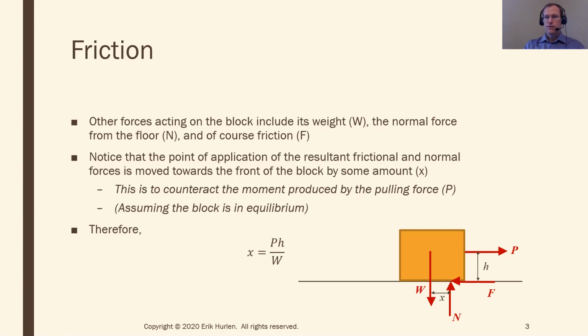That happens if I'm pulling with some force P, assuming I have a lot of friction. This force N is going to move to the right, and the harder I pull, the more force P I put on it, the farther this thing's going to move. If it moves past this front corner, that's when it's going to start to rotate. That's when it's going to start to tip.